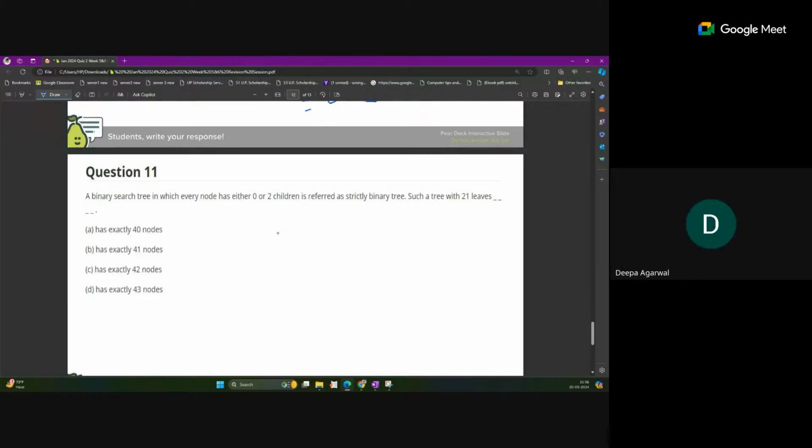No, suppose I'm taking example, smaller example. So you can see. Here 4 leaves are there. So 3 is the another nodes. So that means if 21 are the leaves, so that means the remaining nodes will be 20. Yes, sir. Okay. And that total will be 20 plus 21. Total of 41.